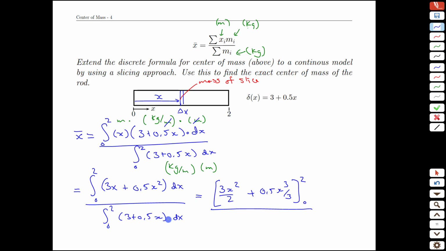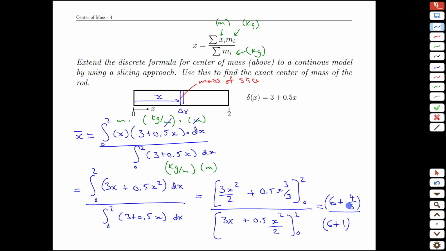Then we have the denominator. That'll be 3x plus 0.5x squared over 2 between 2 and 0. Subbing values in, we're going to have 12 over 2, that'll be 6, plus 8/3 times a half, that'll be 4/3. And in the denominator, we'll have 6 plus 4 over 2 is 2 times that, that's another 1. In fact, this is a value we found earlier. This was the total mass of this rod of 7 kilograms.